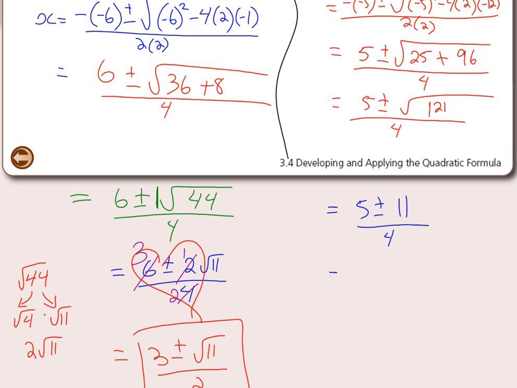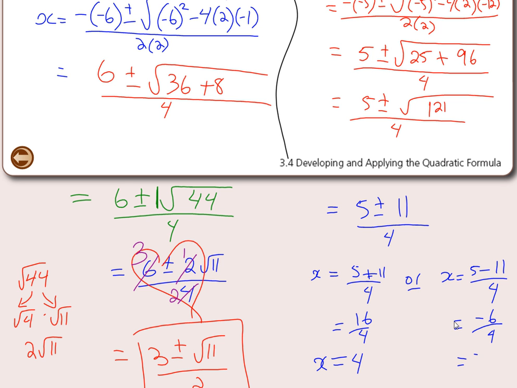So we've got x equals 5 plus 11 over 4, or x equals 5 minus 11 over 4. 5 plus 11, 16, divided by 4. Oh, that's 4. Or 5 minus 11, that gives us negative 6 over 4. Take that to lowest terms, negative 3 over 2. There's our 2 answers.